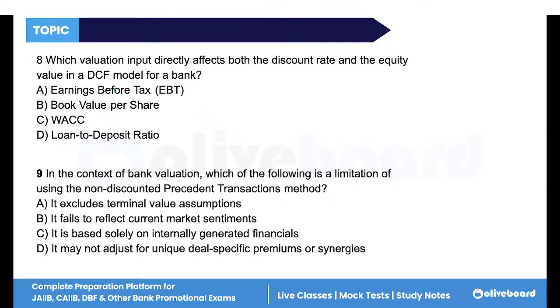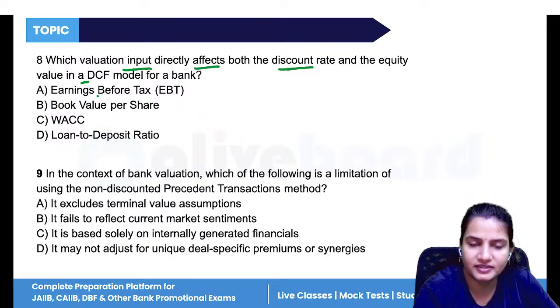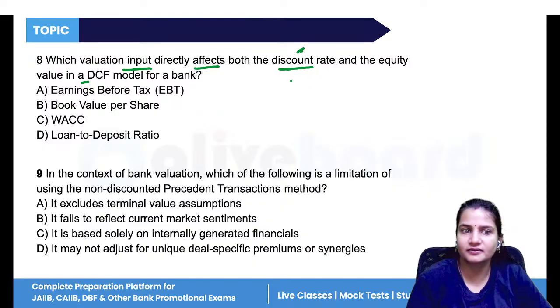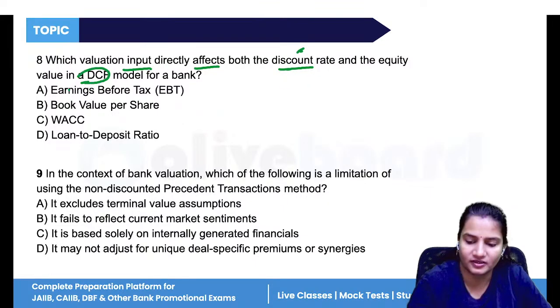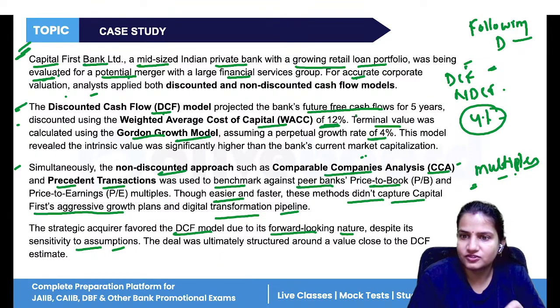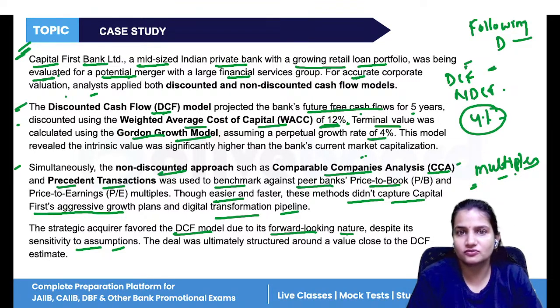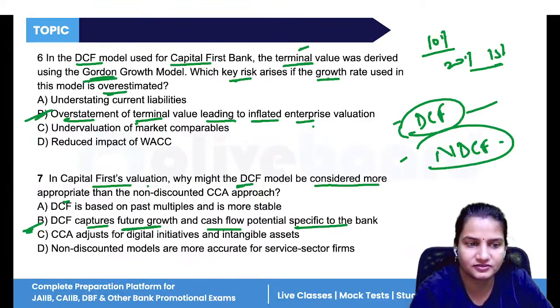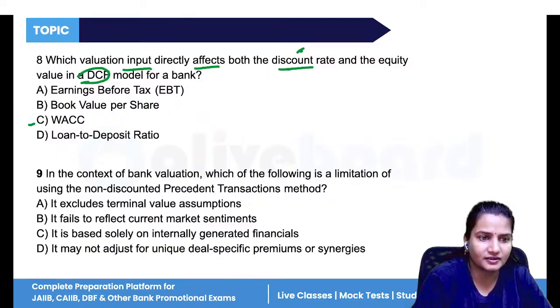Now, next, which valuation input directly affects both the discount rate and the equity value in the DCF model? See, it's written over here. The bank has used the future free cash flow for 5 years using a weighted average cost of capital of 12%. So weighted average cost of capital means the required rate of return. Required rate of return means the discounting factor. So that is the fact.